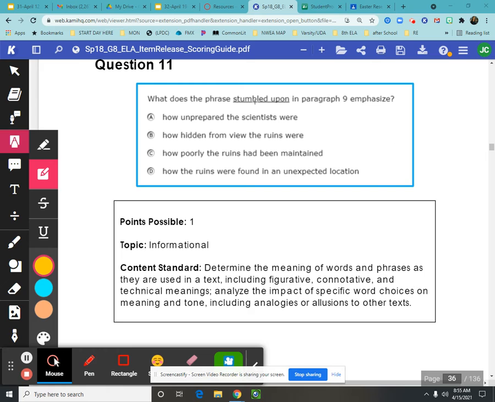What does the phrase stumbled upon in paragraph 9 emphasize? So this is vocabulary, essentially. So you have to find stumbled upon in paragraph 9 and tell what it emphasizes. A, how unprepared the scientists were. B, how hidden from view the ruins were. C, how poorly the ruins had been maintained. D, how the ruins were found in an unexpected location.